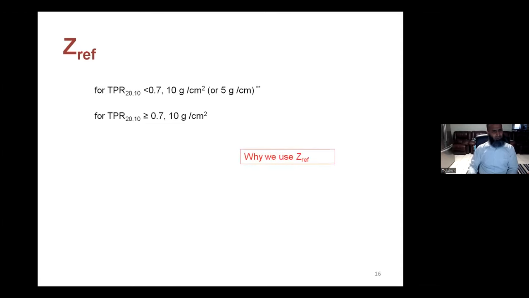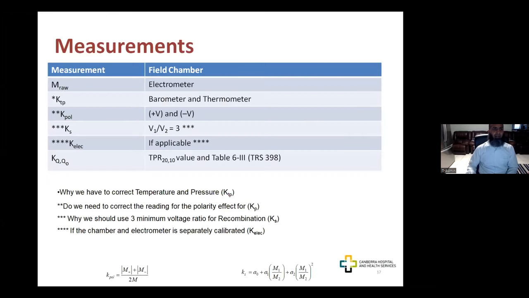So why do we use Z-ref? Why can't we do it at Dmax? Normally, most of the linacs, like Varian and Elekta linacs, are calibrated at Dmax, where 1 MU is equal to 1 centigray, 100 MU is equal to 100 centigray at Dmax. But why do we have to use Z-ref? This is another question. Please put your answer in the comment box.